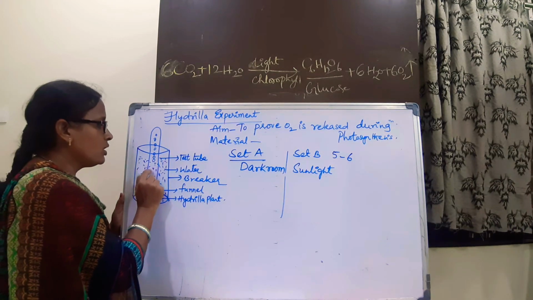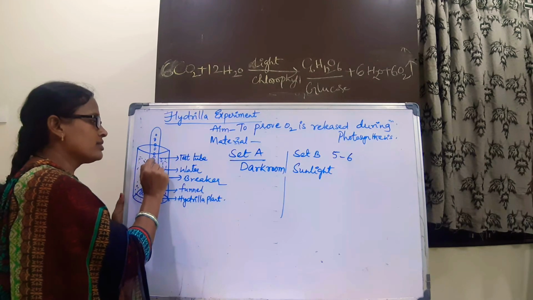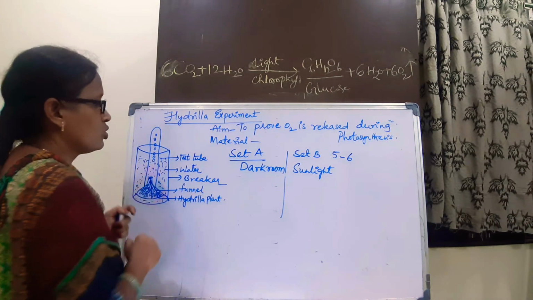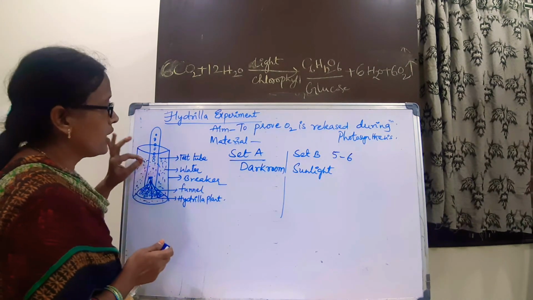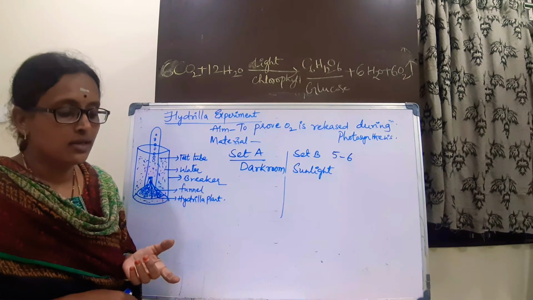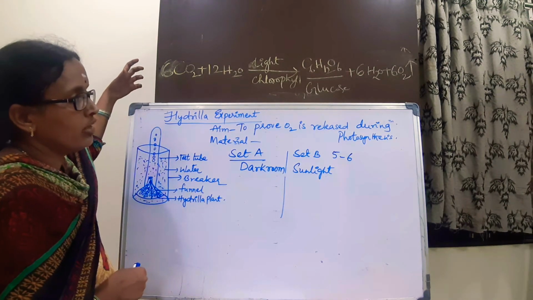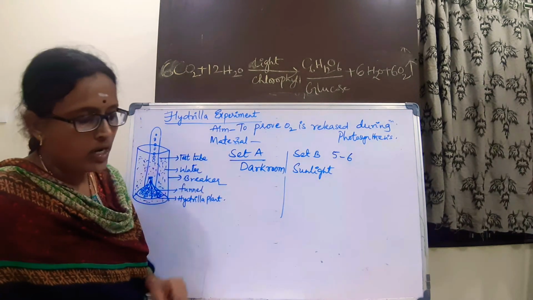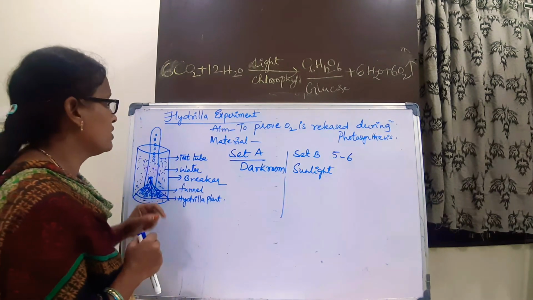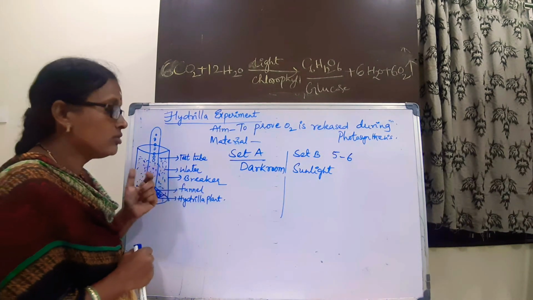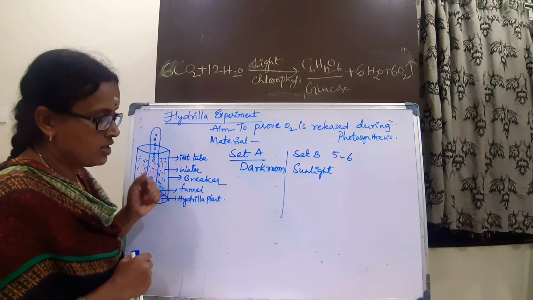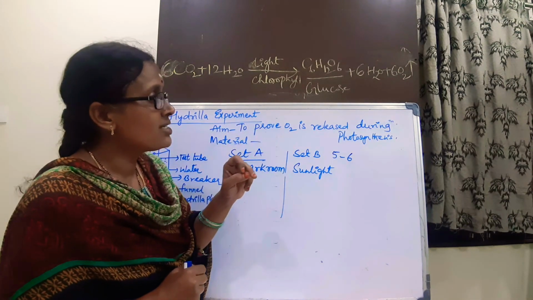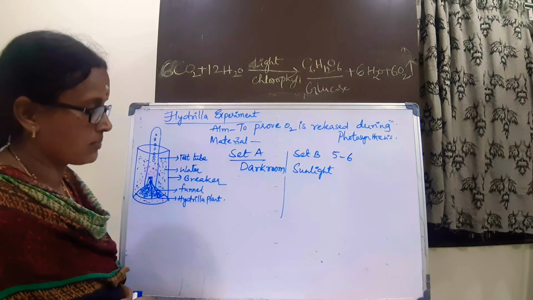When gradually the gas bubbles enter the test tube, the level of water decreases. We should be very careful while doing this, because if you simply take out the test tube, the gas will go outside. So by placing your thumb, we take it out and test it with the matchstick, and that is oxygen gas. So this hydrilla experiment shows that oxygen is released in photosynthesis.